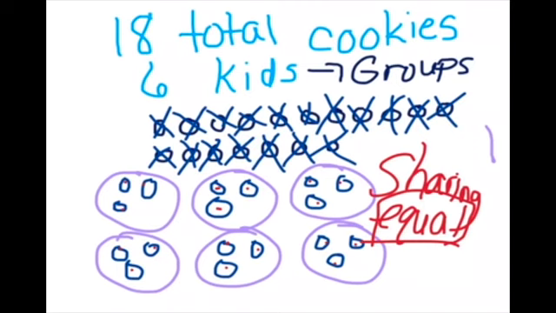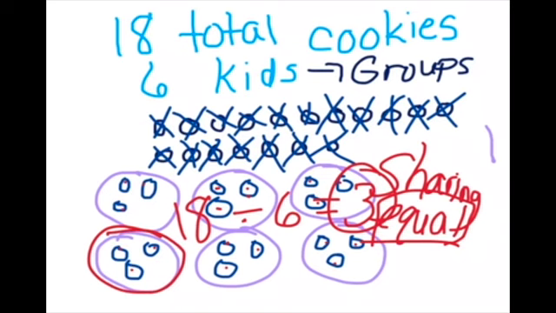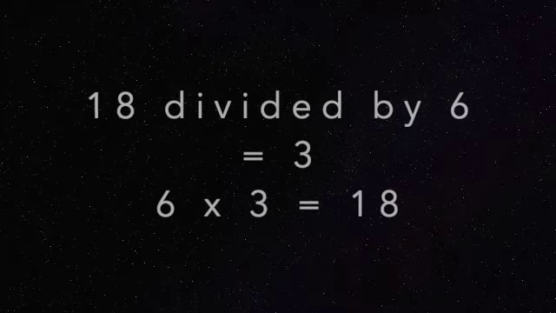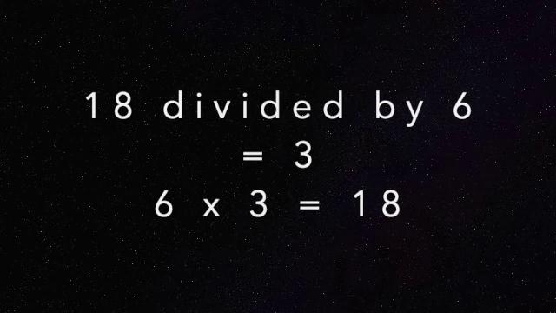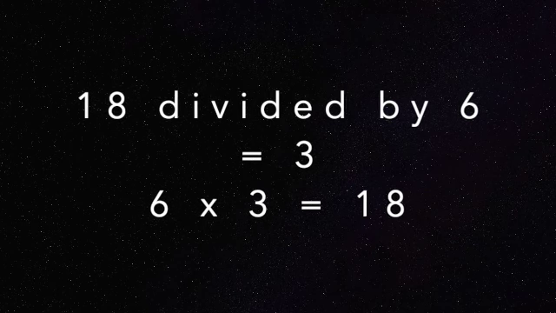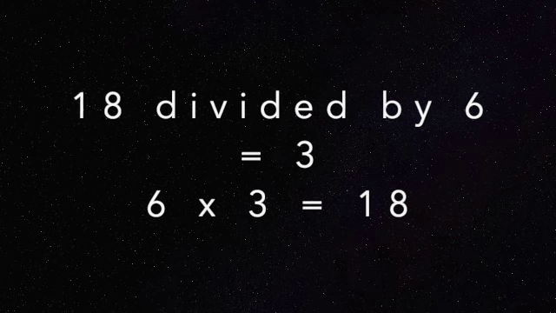So my division problem that would go with this would be the same as saying 18 divided by 6 equals 3. Because remember, each group had 3 in each group. Therefore, if 18 divided by 6 equals 3, then that means the same thing as 6 times 3 equals 18. Those are related multiplication and division facts. They all belong in the same fact family, so those problems are related to each other.